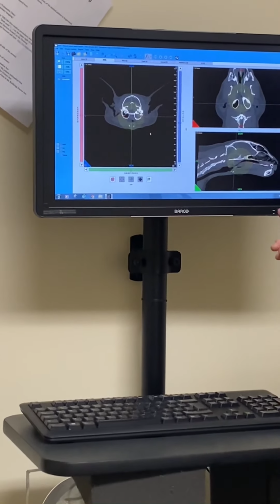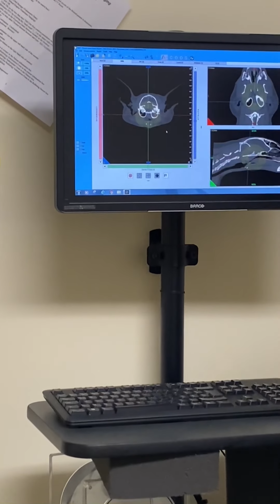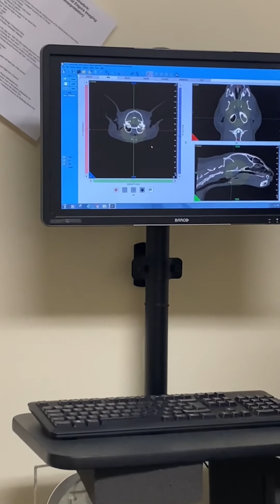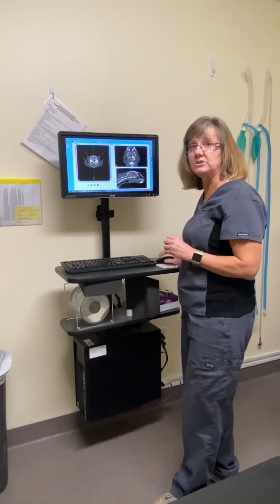So what we're going to do is take him to surgery. We're going to remove that portion of the bulla and enter the second chamber as well. We'll get a culture of that area just to make sure we know what kind of bacteria could be growing in there. And then we'll send the polyp off for biopsy just to make sure it's not cancer.